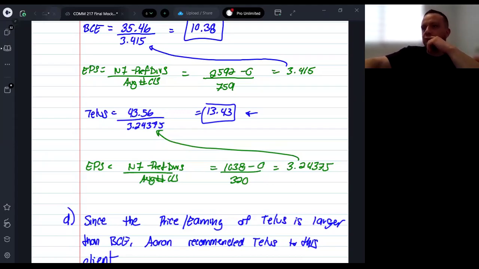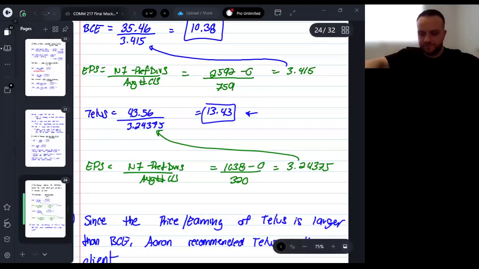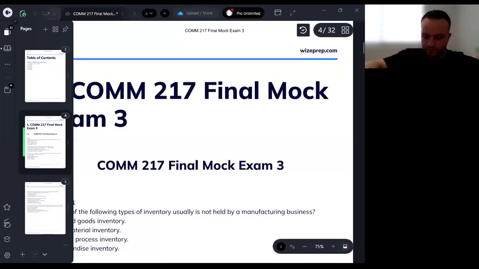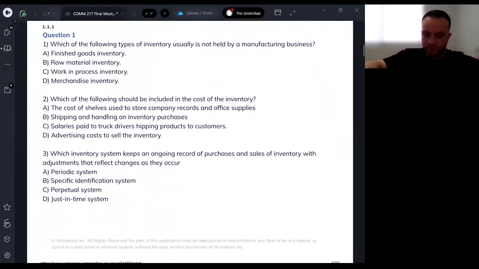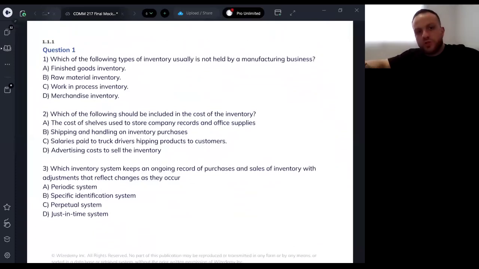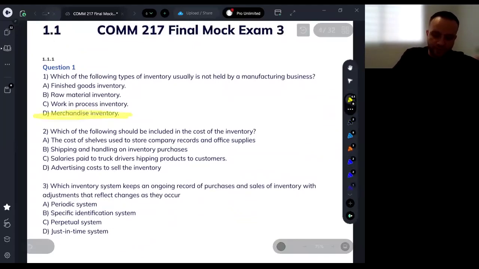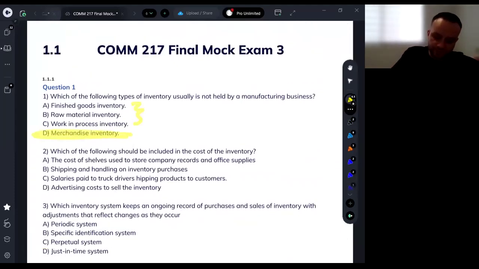Okay, so we did all of that. And now let's hit the multiple choice. Which of the following types of inventory is not held by a manufacturing business? It is merchandise inventory. The rest of the stuff I'm going to teach you in COMM 305, but you have it in the notes over here.